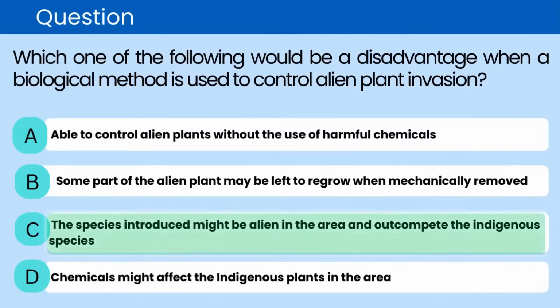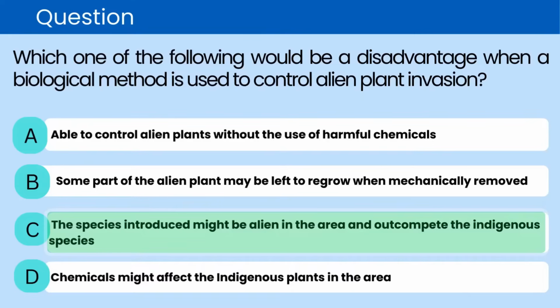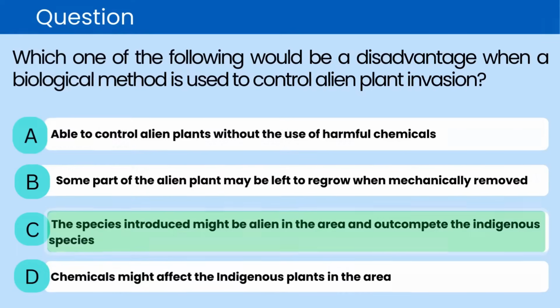The correct answer is C. The species introduced might be alien in the area and outcompete the indigenous species. A biological control method might introduce a species that becomes invasive itself, outcompeting native species.